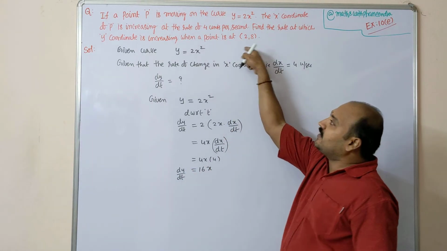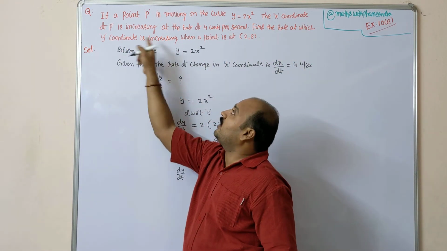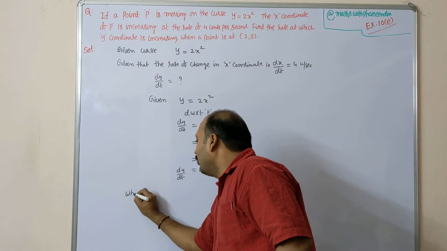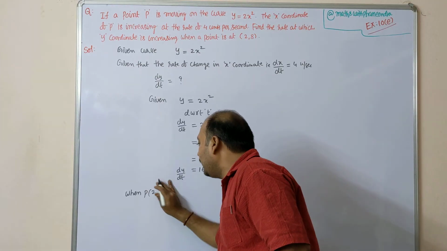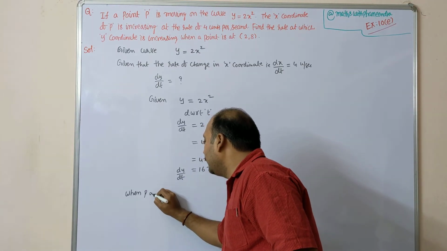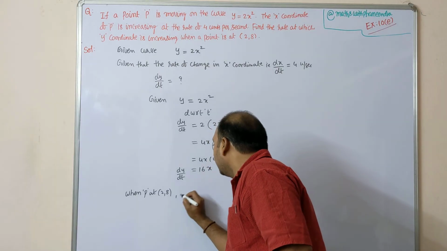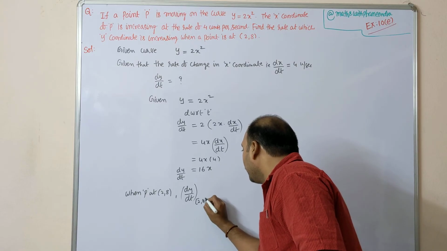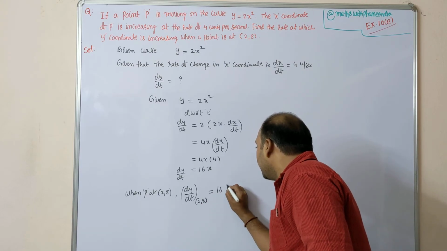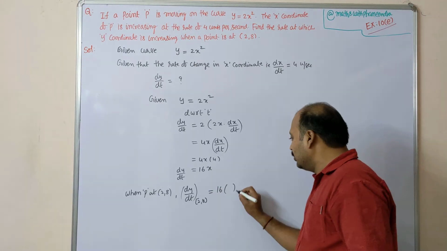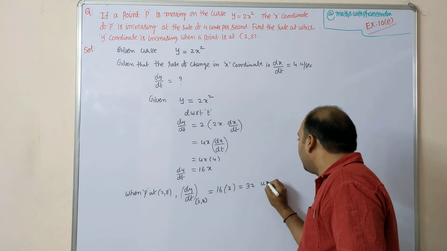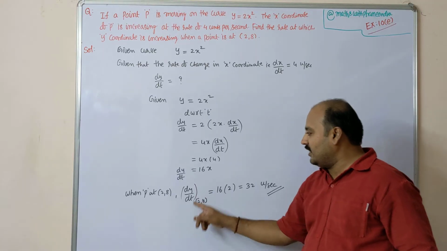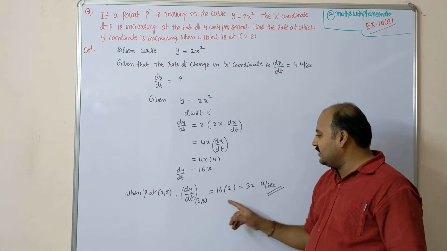At what point are they asking dy/dt? Find the rate at which the y coordinate is increasing when the point is at (2, 8). So when P is at (2, 8), the rate of change of y coordinate, dy/dt at (2, 8), is 16 into, in place of x substitute the x coordinate, 2. So that is equal to 32 units per second. Therefore, the rate of change of y coordinate dy/dt at the point (2, 8) is 32 units per second.